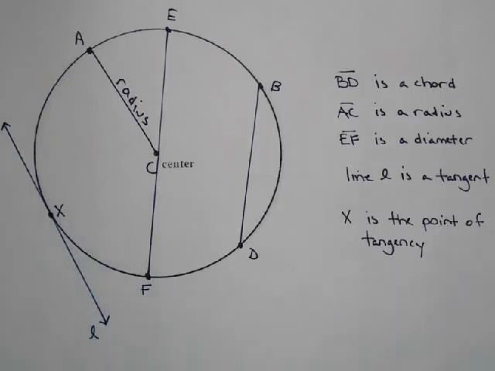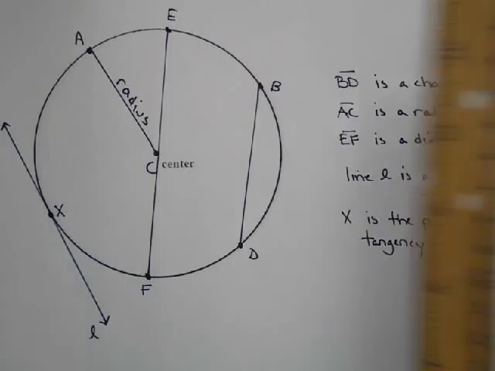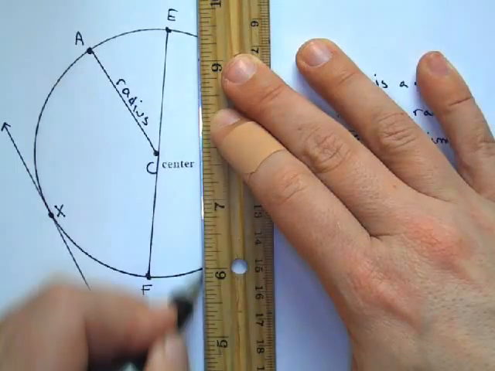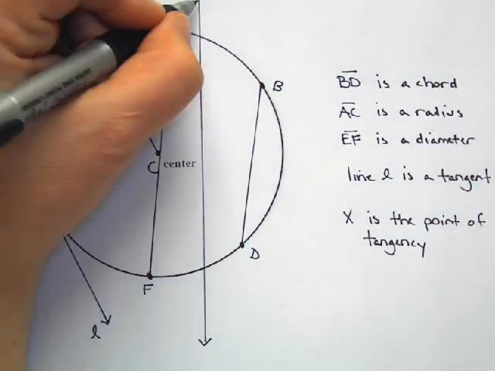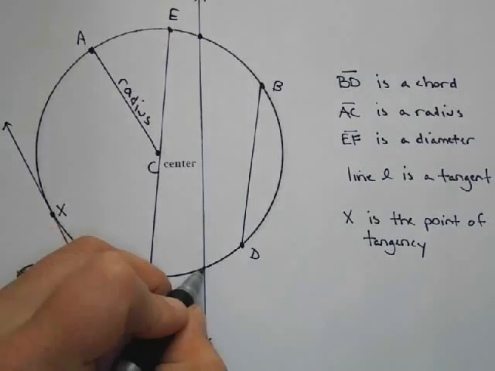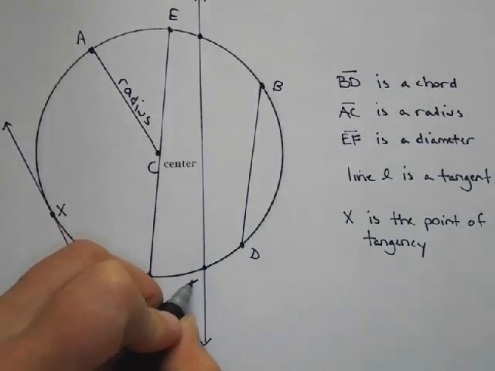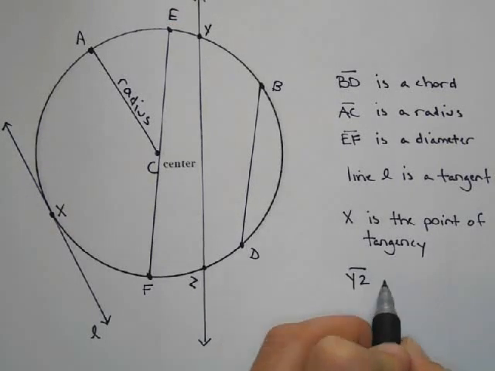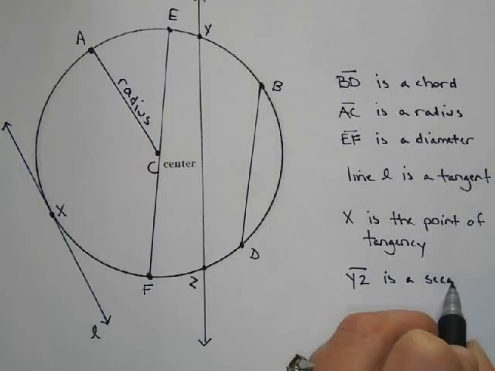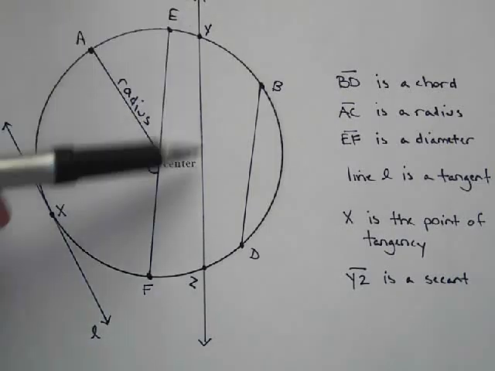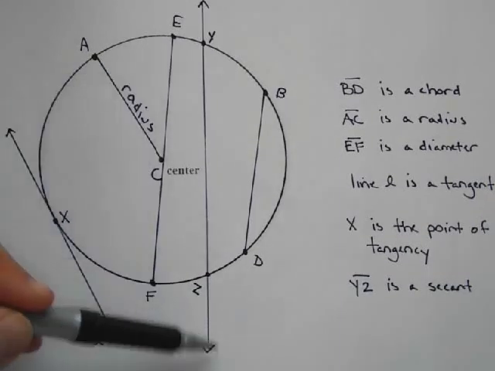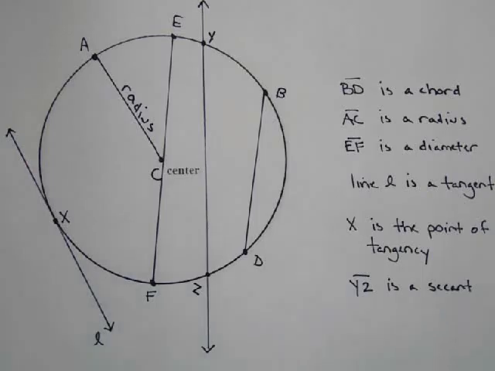And last type of segment or line that can be drawn is a secant. And that is a line that passes through the circle. So we'll call that YZ. So a secant passes through the circle at 2 points. A chord is a segment, always. A secant is a line that passes through the circle. So those are the different lines and segments that are part of a circle.